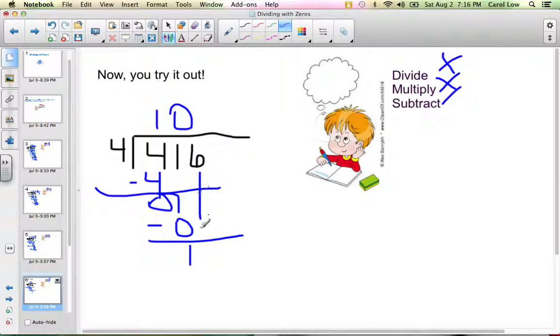And then I'm going to bring down the 6 and I start again. I subtract it here. Now I'm dividing. How many times does 4 go into 16? Well, it goes in there 4, and 4 times 4, I'm multiplying, is 16. And then I'm going to subtract, and we get 0. So our answer is 104.